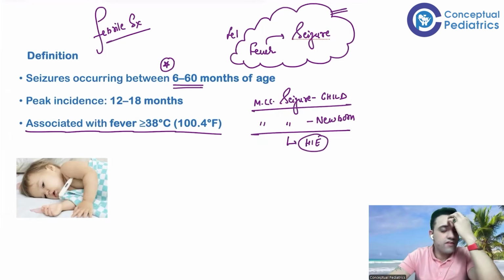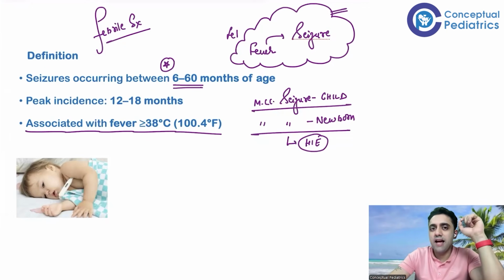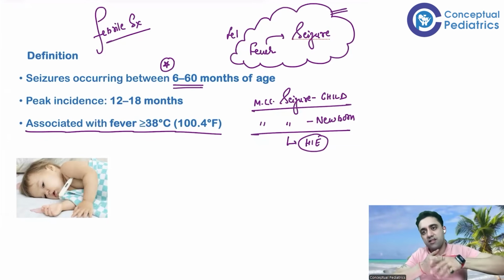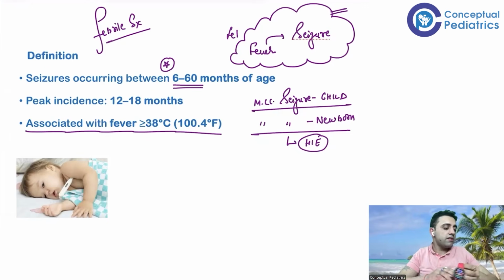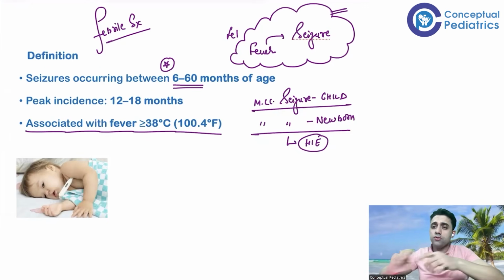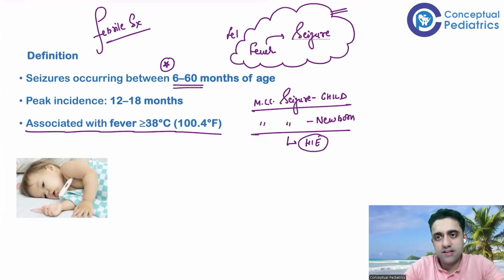In simple words, the most commonest cause of seizure in a newborn is that he has not cried immediately after birth, right? That is the basic background. The most commonest cause of seizure in a newborn is hypoxia or hypoxic ischemic encephalopathy, or in simple words, the baby has not cried immediately after birth. Whereas the most commonest cause of seizure in a child will be febrile seizure, whose most common age group is 6 months to 5 years.